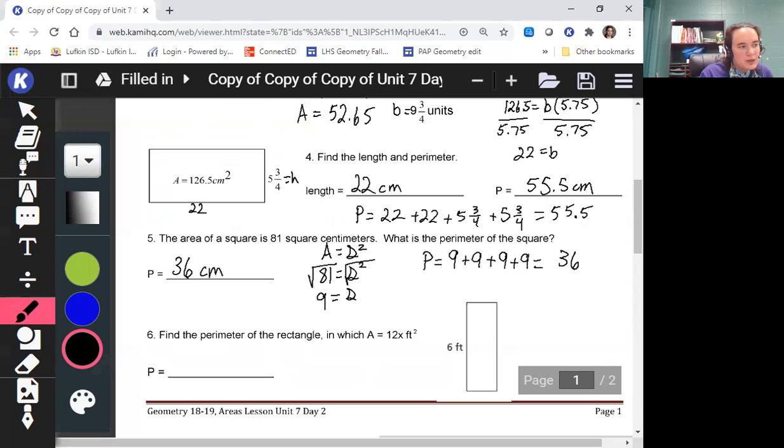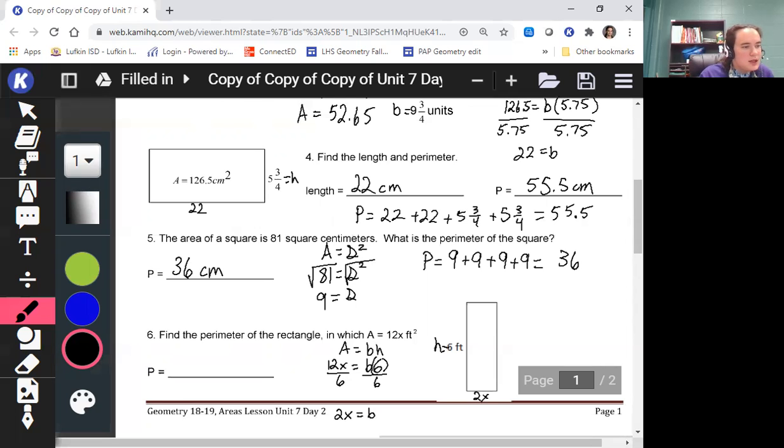Our next step, we want to find the perimeter of our rectangle in which the area is 12x feet squared. So remember that the formula for area of a rectangle is base times height. We know our area is 12x. We're looking for our base. We know our height is 6. So we're going to divide both sides by 6, and that gets us 2x equaling our base.